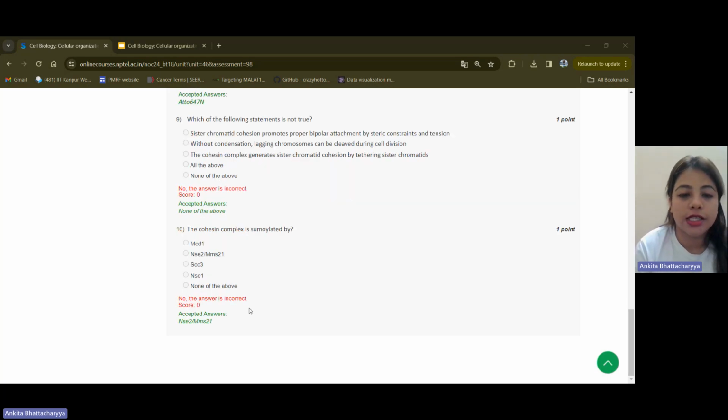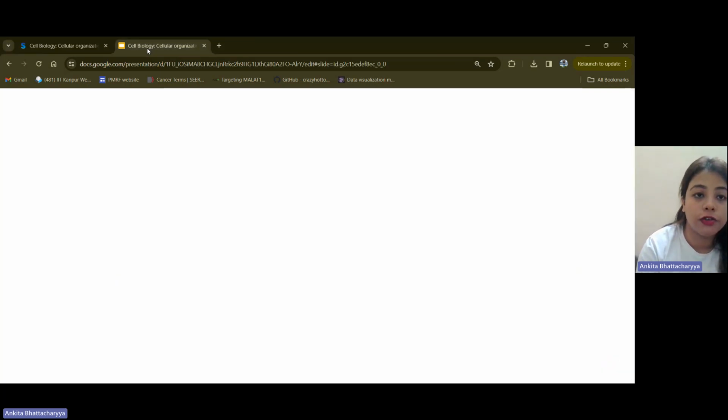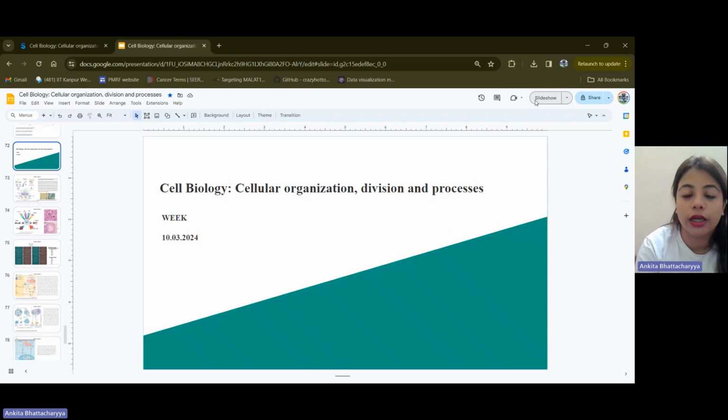And finally, question 10 is a very direct question. The cohesin complex gets SUMOylated by which of the following? SUMOylation was very briefly mentioned, and the protein or complex responsible for it is NSE2 or MMS21, which carries out the SUMOylation of the cohesin complex. So that would be the correct answer. With this in mind, we come to an end for the assignment questions for that week.